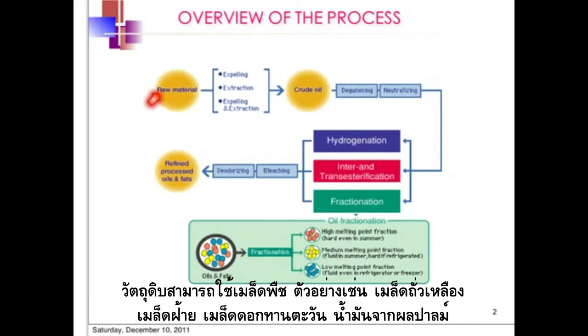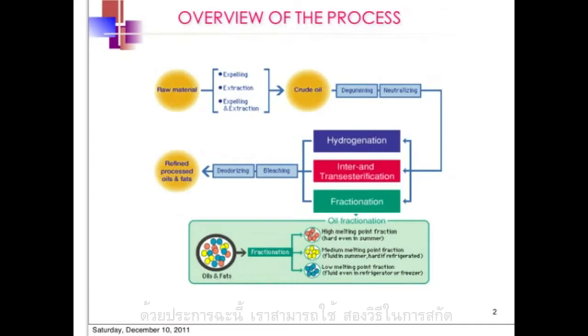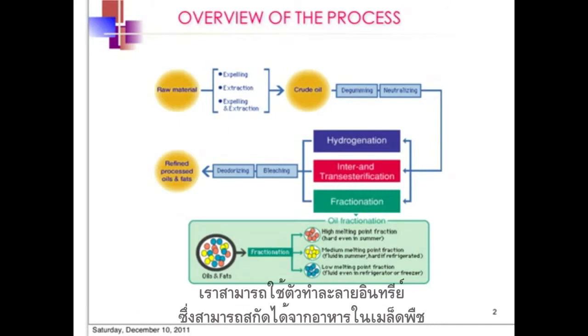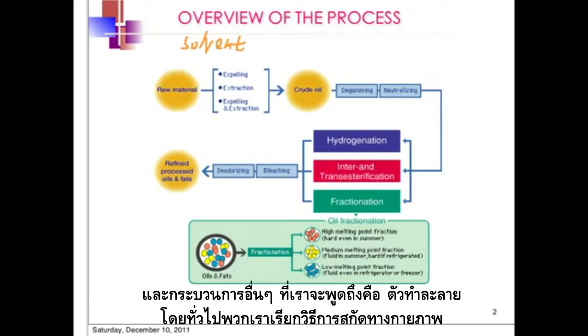The raw material can be the seed, for example, from soybean seed, cotton seed, sunflower seed, or from the oil palm fruits. Then the oil has to be squeezed out from the raw material. For this purpose, we can use two types of extraction. We can use an organic solvent. This is solvent extraction, which will extract the fat or the oil from the fruits or from the seed. And another process is without using solvent, which we call physical extraction.